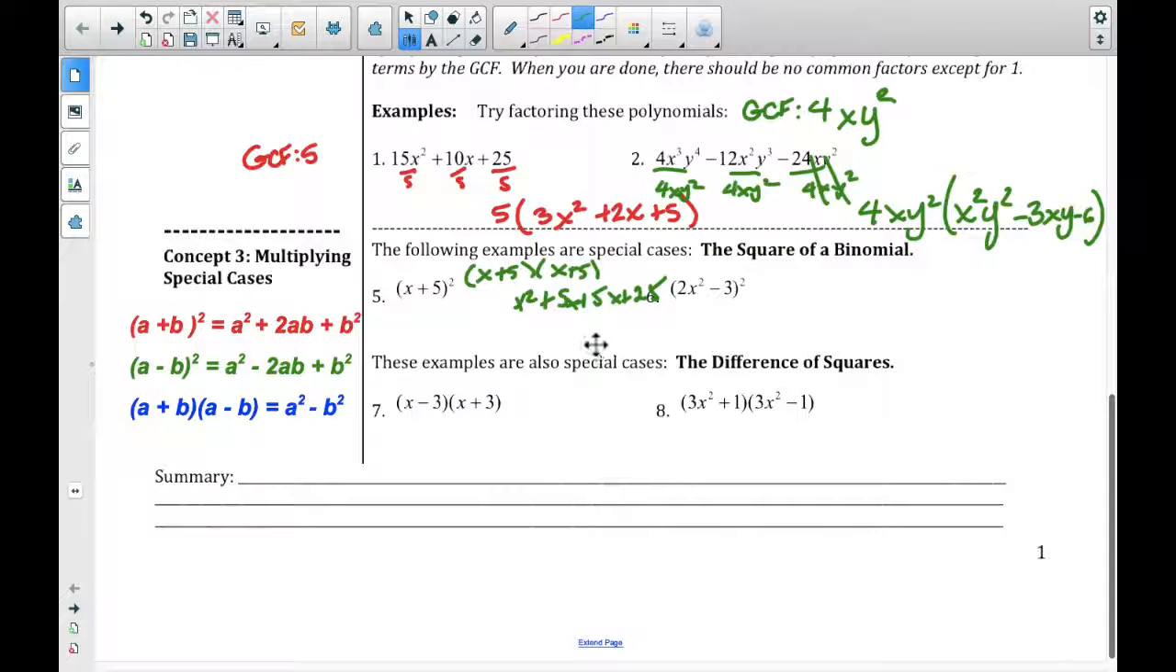Okay, the way we were kind of doing it the other day, and it is fine, is we would multiply that out, and then we would multiply this, and then we would combine our like terms, and we get x squared plus 10x plus 25.